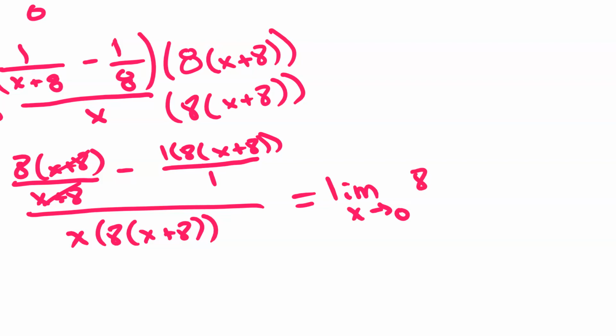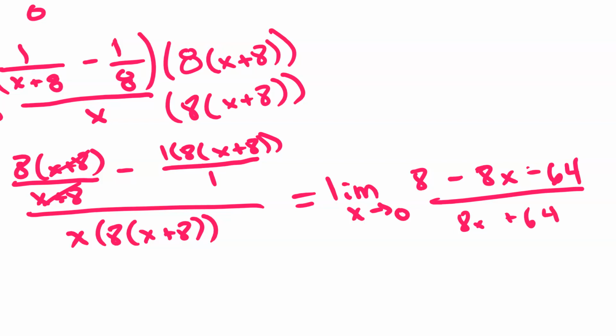So we've got 8 minus 8x minus 64 divided by 8x plus, hold on, I made a mistake somewhere. 8x plus. I just need to check my work. Give me a minute. Okay, I found the mistake.